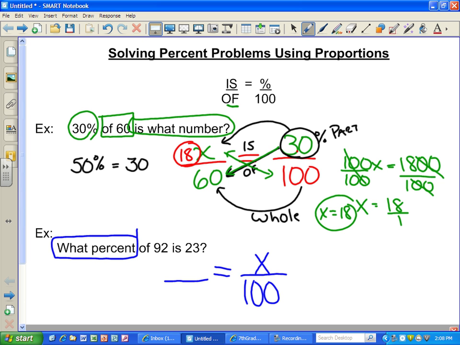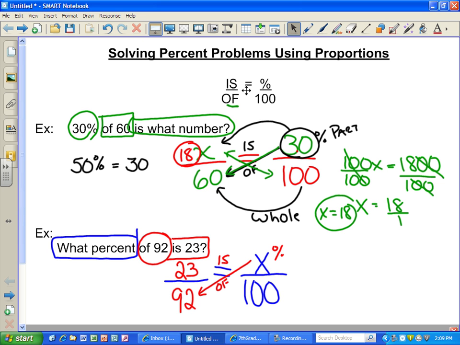And again, we want to look for keywords. So we see of 92. So the of goes on the bottom. And then we see is 23. So the is on the top. So 23 is what percent of 92.